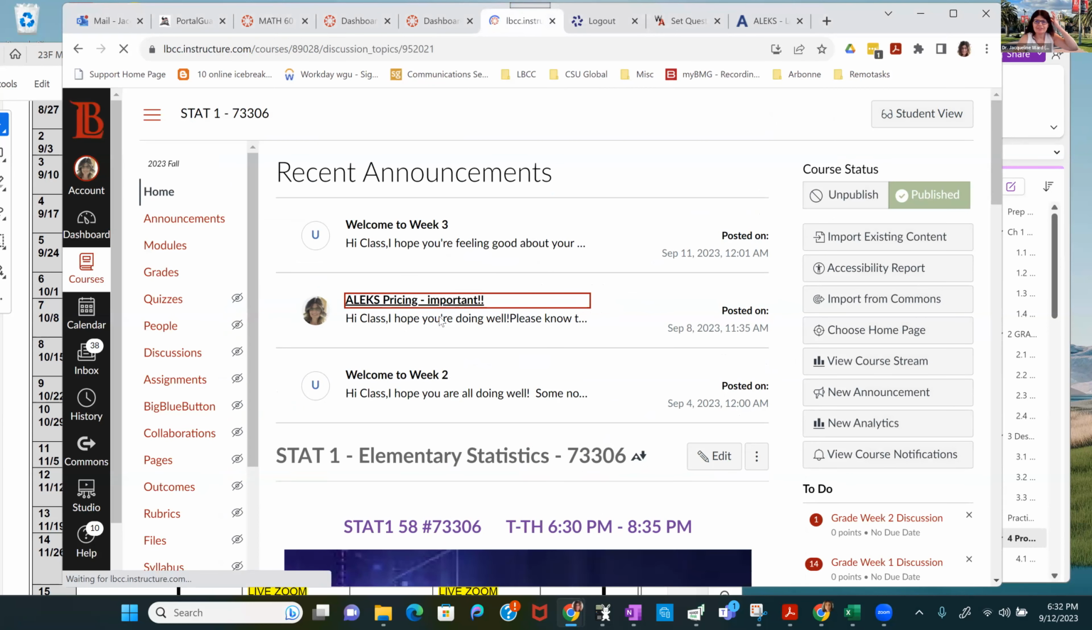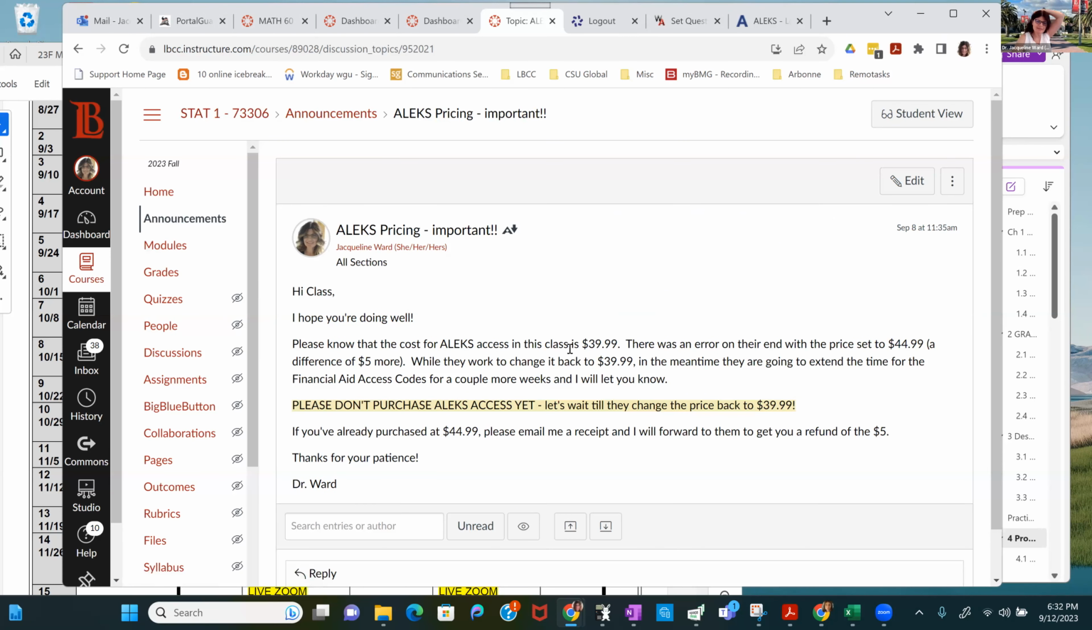And also, just a little reminder here about this Alex pricing. It is supposed to be $39.99, so they made a mistake. And I did a lot trying to get this sorted out last week. So if you haven't purchased it yet, they extended that free financial aid access code time from 14 days all the way through September 30th. So you don't need to pay for it yet. And when you do get around to paying for it, make sure you're only paying $39.99. If you've paid more than that, email me the receipt and I'll forward it on to them and they've promised to refund the difference. So probably $5 plus the tax or whatever. I don't know about technical stuff, but yeah.